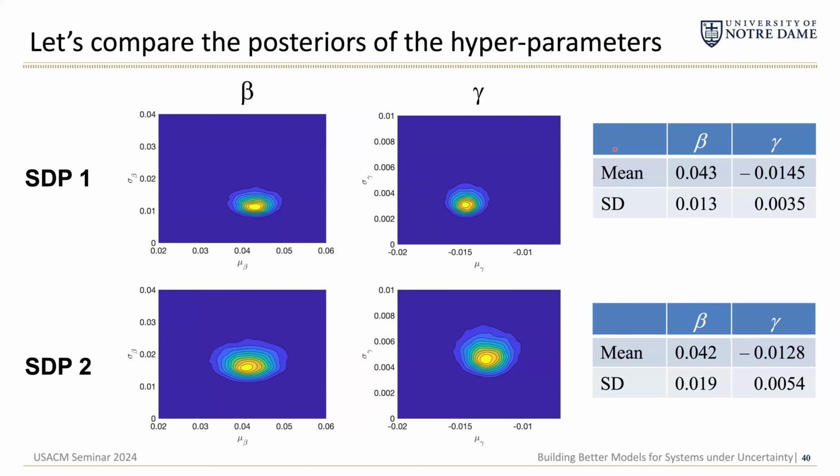Nonetheless, we get similar mean values, but we do notice there's a different degree of uncertainty associated with each, because the standard deviations associated with beta and gamma aren't the same. They're slightly larger with steel damper pair 2 compared to steel damper pair 1.